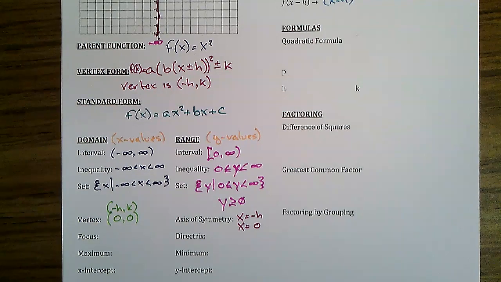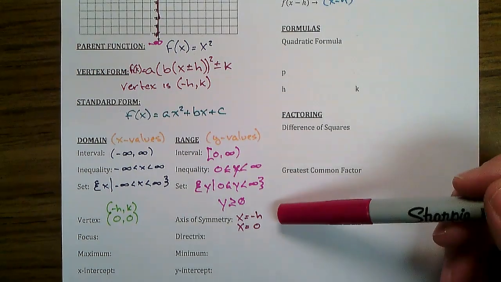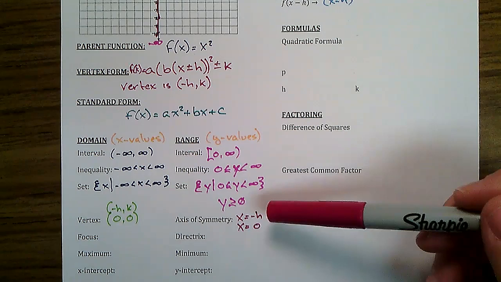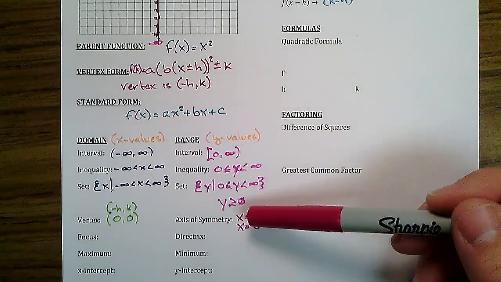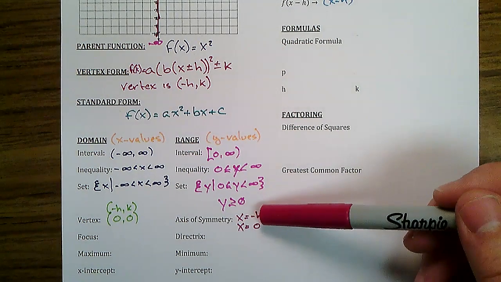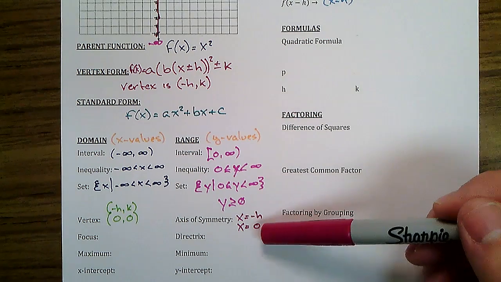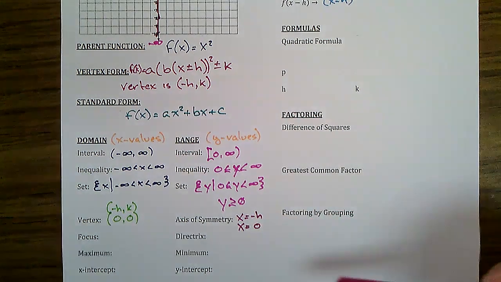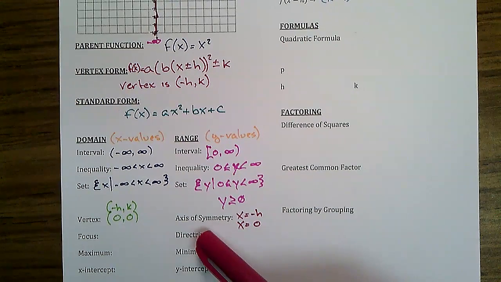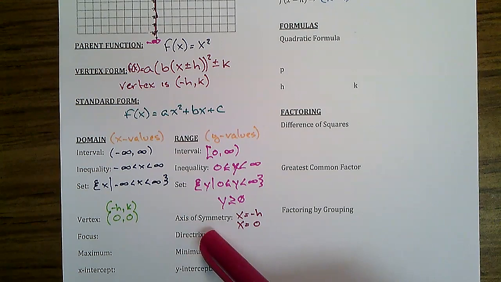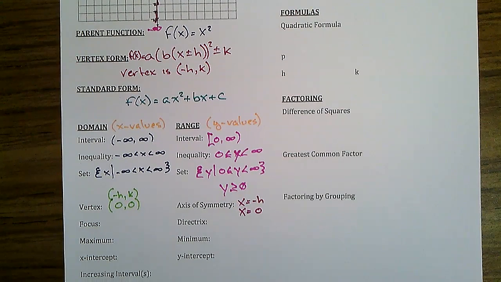Okay, so where we left off. Our axis of symmetry is going to be x equals negative h. So that's the vertex value of our x. And in this case, it's going to be x equals 0. We're going to come back to focus and directrix probably Monday or Tuesday, and then we'll fill those in when we get there.